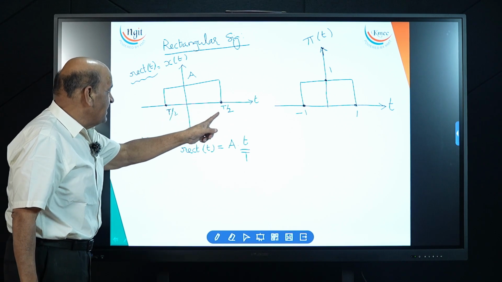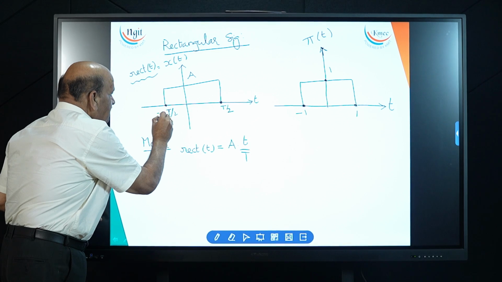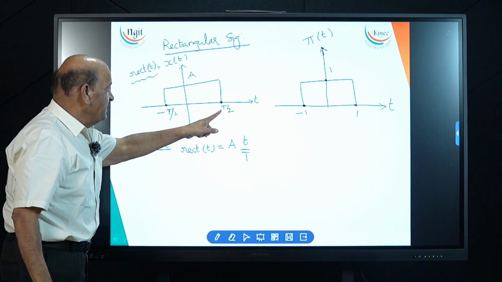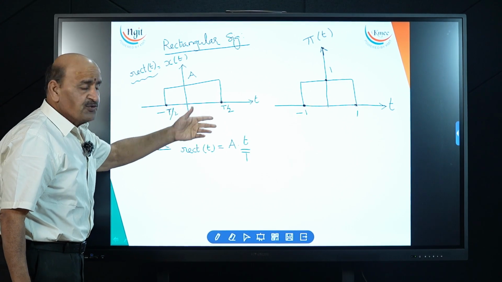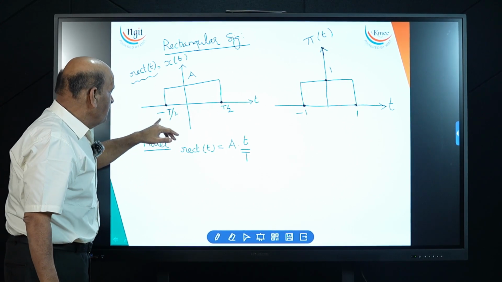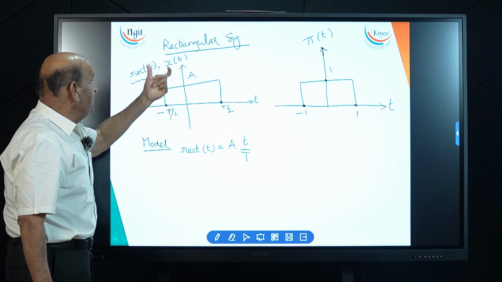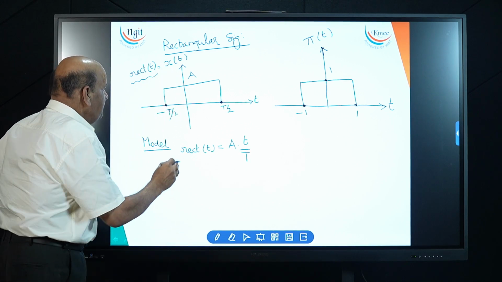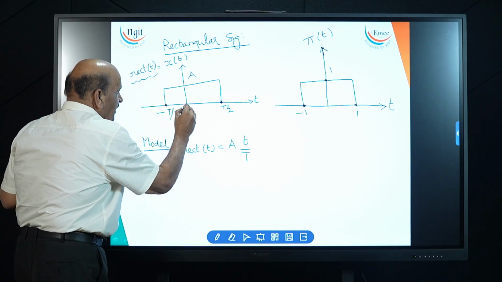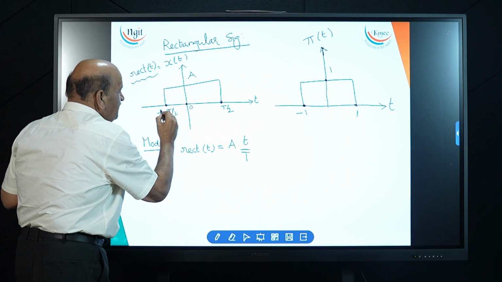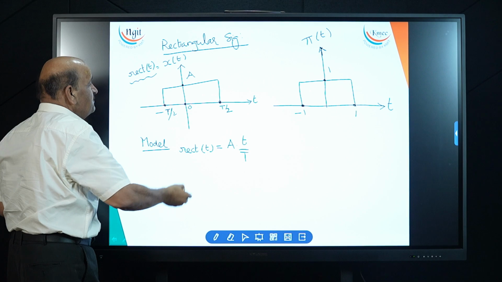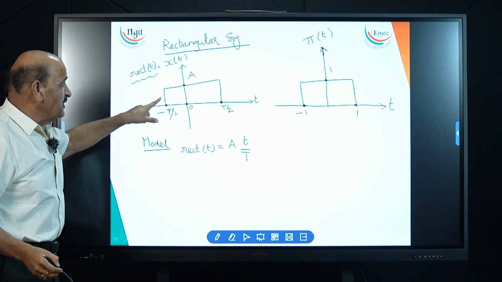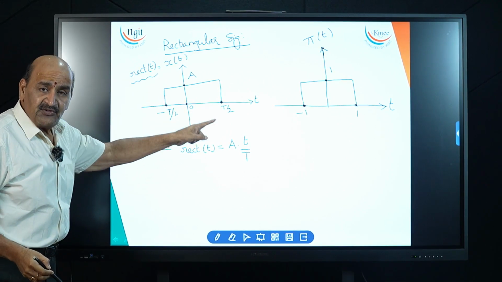Here width is what? T by 2. Here width is what? Minus T by 2. T by 2 to minus T by 2. It can be any values, minus 4 to 4, minus 5 to 5, like that only. That is rectangular value. That means the space from the origin, from this side and this side, are same. It is the amplitude of the signal. This is rectangular. In this case, this is a special case.